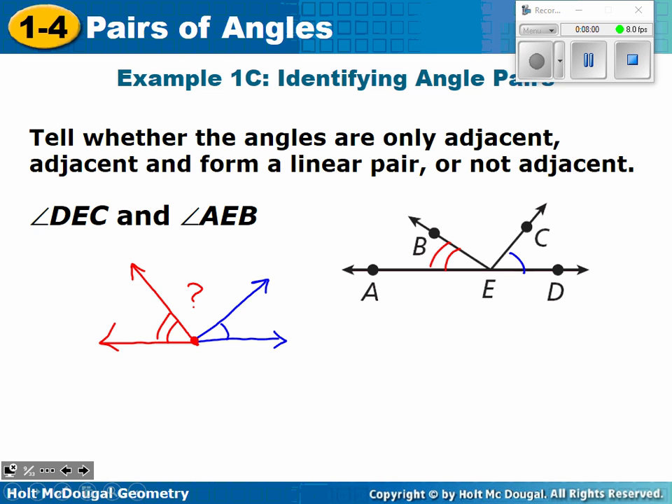Does that make sense? So to be a linear pair, they have to be adjacent and they have to be a straight line. So this one would be not adjacent. Any questions on that idea?